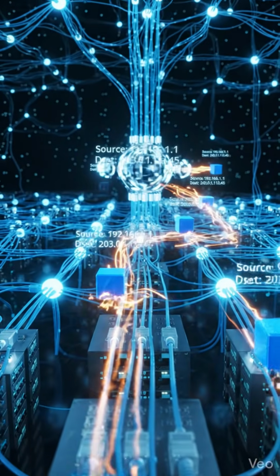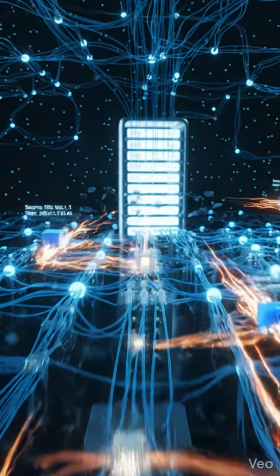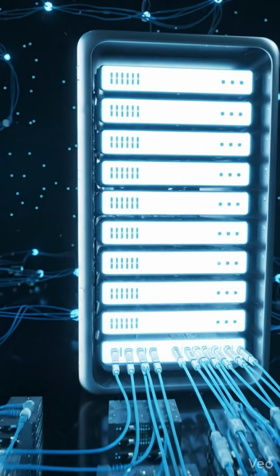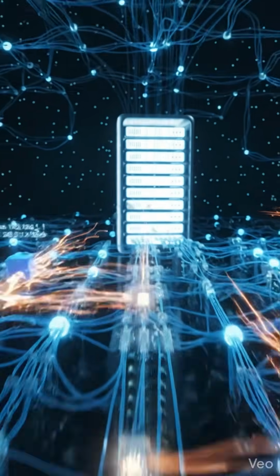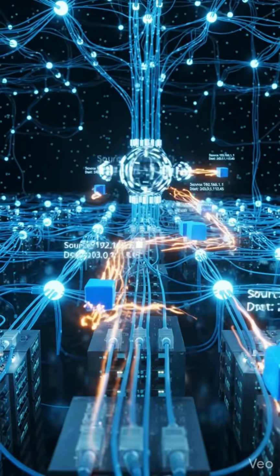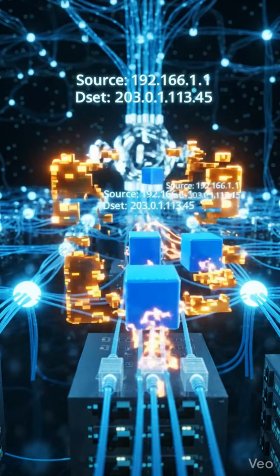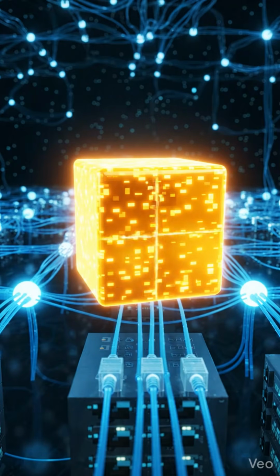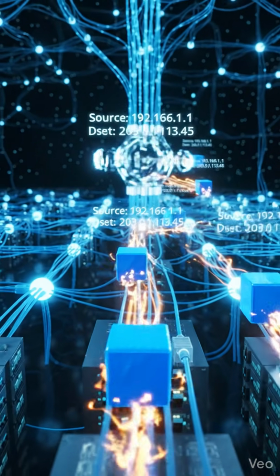But data doesn't travel as one big piece. Instead, it's broken down into smaller units called packets. Each packet carries important information, like the source address and the destination address. These packets can take different paths across the network and still arrive at the same destination. Once they arrive, they are reassembled into the original message.